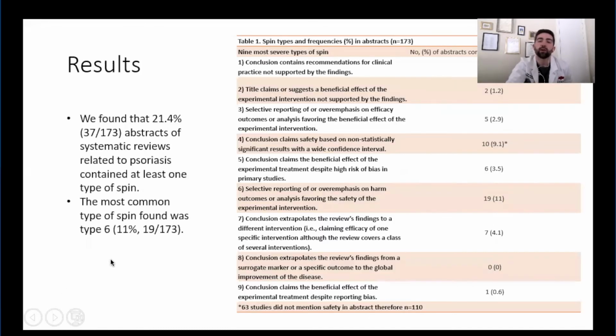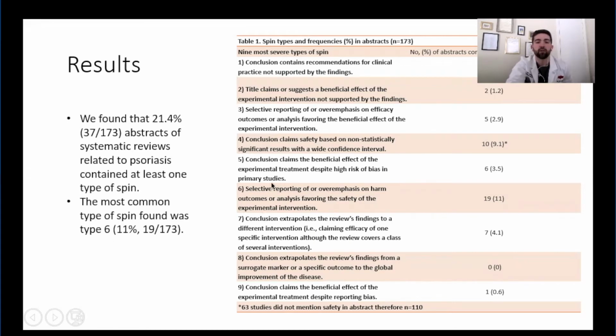For our results, we found that 21.4% of the abstracts that we looked at contained at least one type of spin. Over here to the right in this table, you can see that there are 9 types of spin, and they're all related to the misrepresentation of results, just in different specified ways, specified by Yavchits previously. The most common type of spin that we found was type 6.